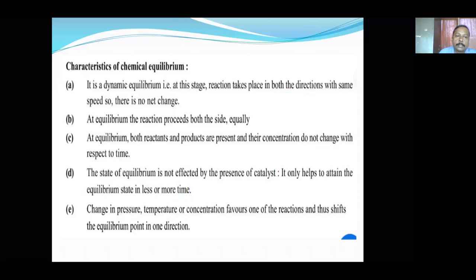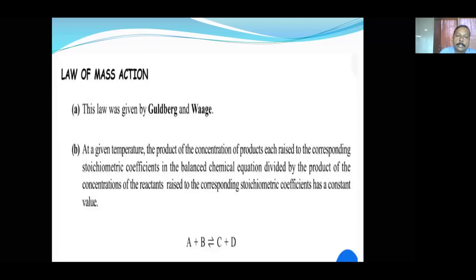Now next slide, law of mass action. This you will find in chemical kinetics, but it is used in chemical equilibrium. It was given by Guldberg and Waage. At a given temperature, what is the statement? At a given temperature, the product of concentrations of products, each raised to the corresponding stoichiometric coefficient in the balanced chemical equation, divided by the product of concentrations of reactants raised to the corresponding coefficients, is a constant value.